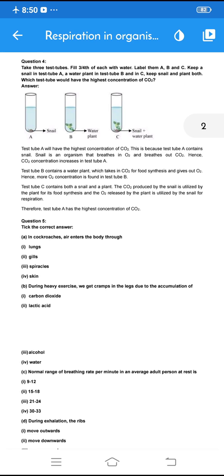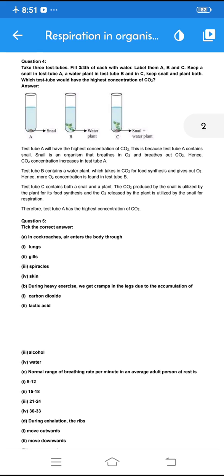So in test tube C, what happens? It contains both snail as well as plant. The carbon dioxide is produced by the snail, which is again utilized by the plant for photosynthesis, and oxygen is released by the plant, which is again utilized by the snail for respiration. Means the continuous taking in and giving out, the exchange, takes place within the test tube itself. There is a balance of oxygen and carbon dioxide, hence the carbon dioxide concentration will not increase. Only balancing takes place.